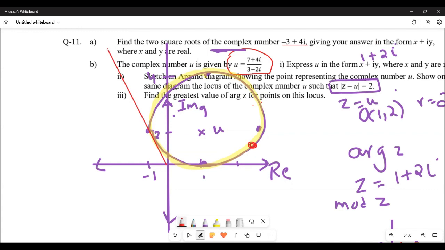I'm moving z a little higher because it should look like the center of the circle. Let's say it is here. So that's (1, 2). Okay. So now we have to find this angle.